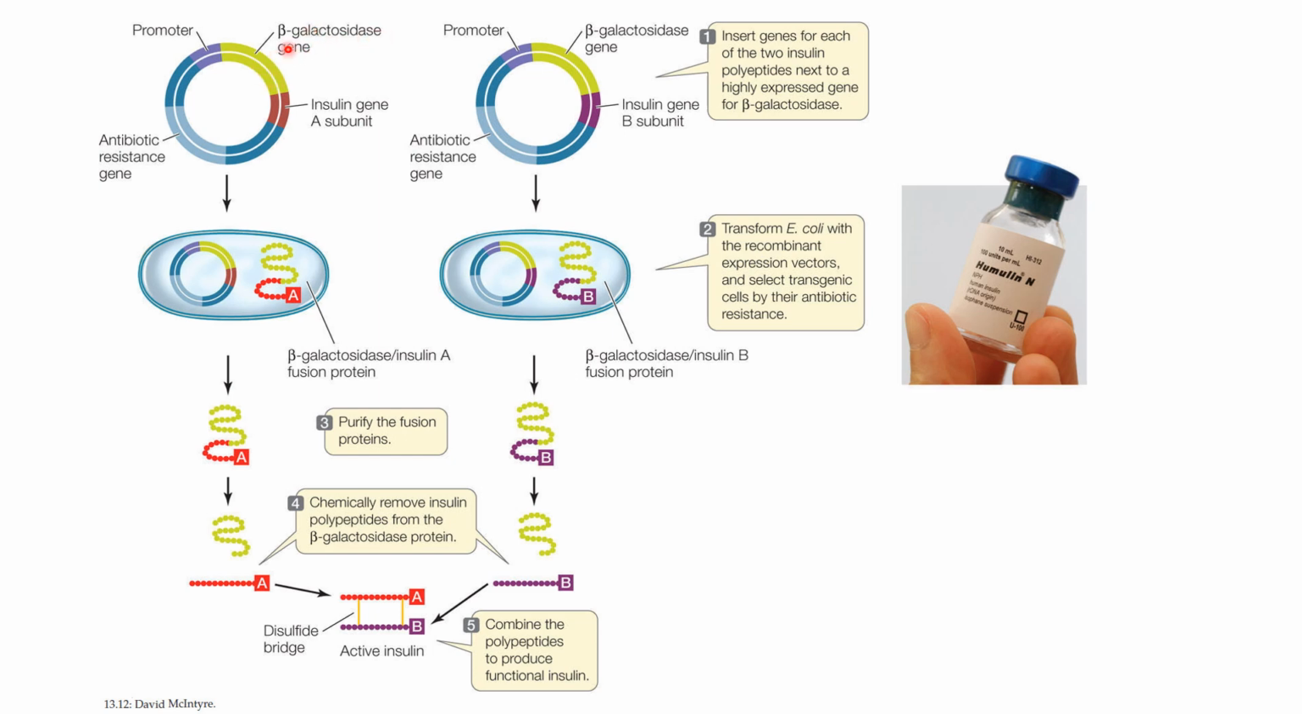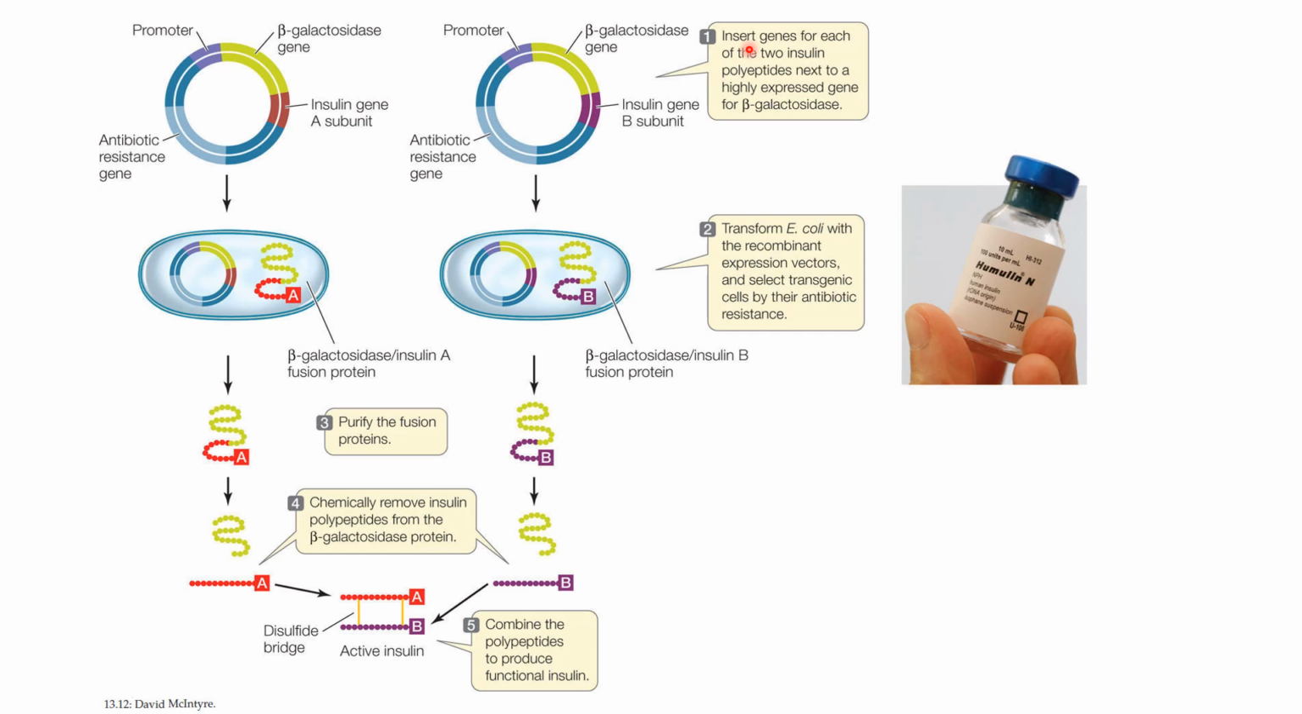Next to the beta-galactosidase gene, you put your insulin gene for the A subunit. So it's just the gene that codes for the A chain. In the other plasmid, we're also going to do the same thing. It has an antibiotic resistance gene, a promoter, then the beta-galactosidase gene. Then here you insert the insulin gene, which codes for the B chain. Because we cannot produce both the A and the B chain in one plasmid, you produce the A chain in one plasmid and the B chain in a different plasmid.